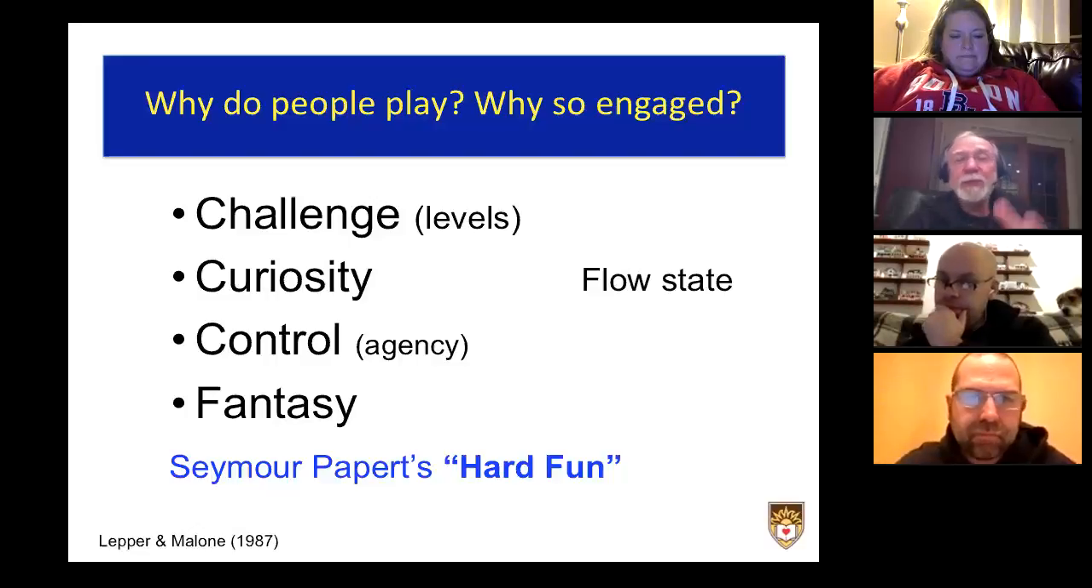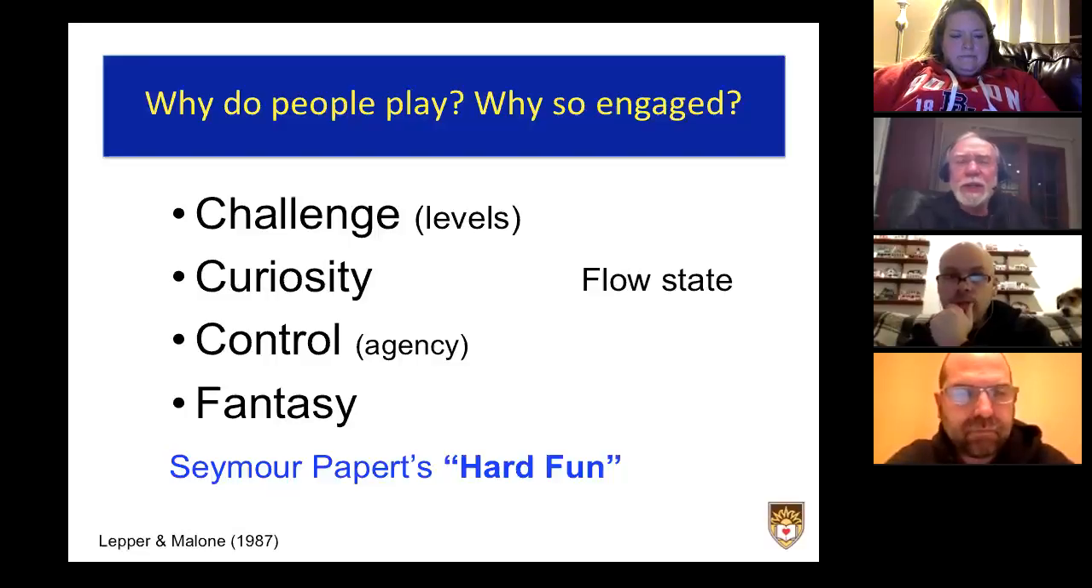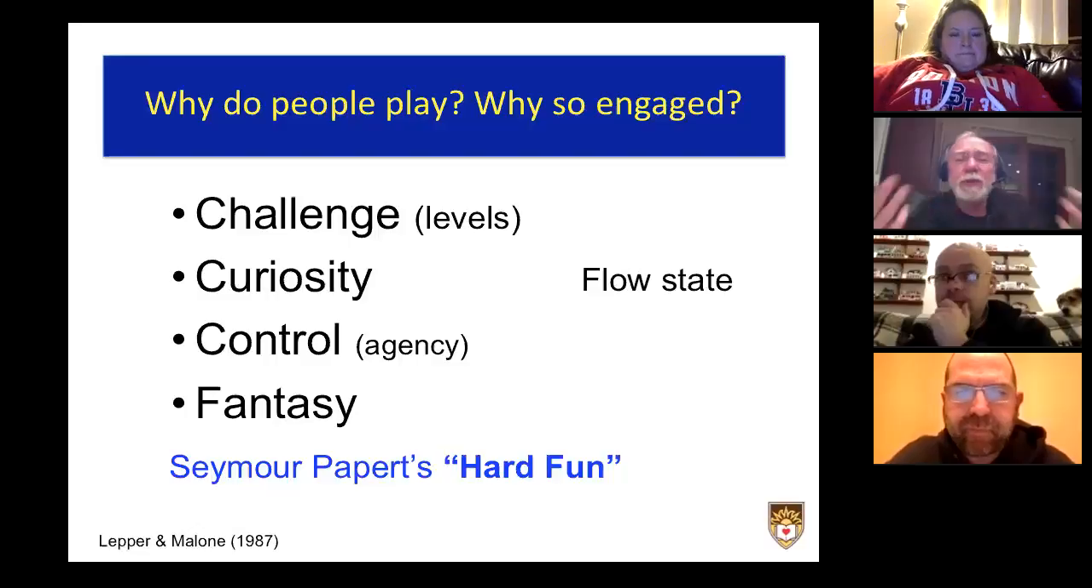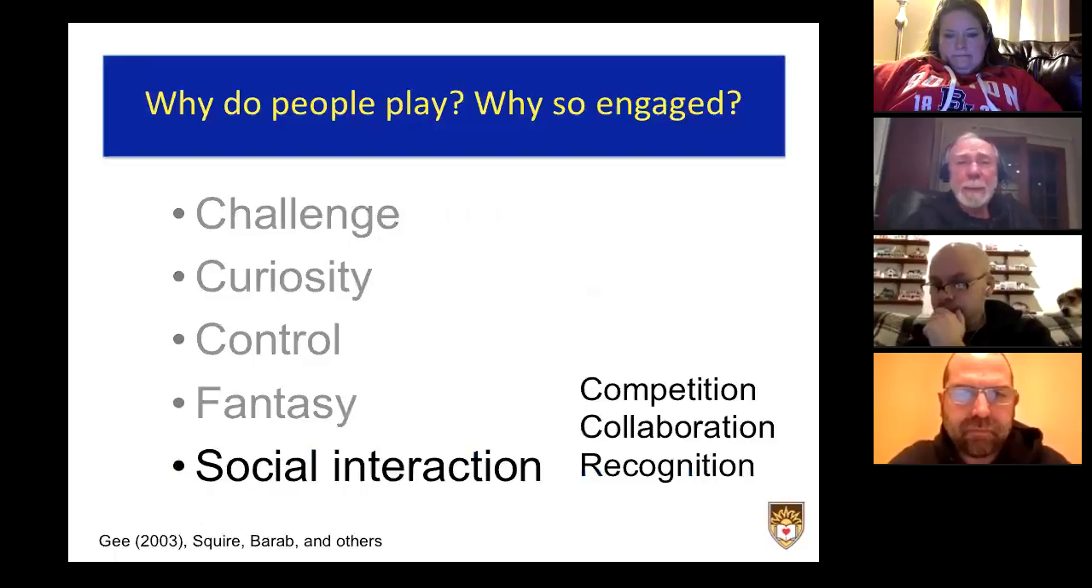Seymour Papert, if you're familiar with him, has labeled this idea of challenge and curiosity control as hard fun. So when we think of it as fun, that doesn't necessarily mean party hats and ha-ha and laughter. That means the satisfaction of deep engagement.